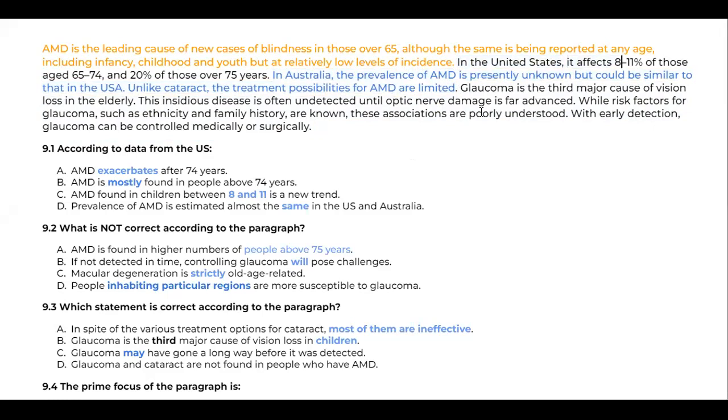It affects 8 to 11% of those aged 65 to 74 and 20% of those above. So of course, you know that 20% is more than 8 to 11%. And prevalence is more in those over 75 years. Okay, and here 74 and here 75. Prevalence is more in 75, that is no doubt, but it never says that it is exacerbating. Exacerbation happens when you already have a condition. It's not mentioned anywhere. So we eliminated the first one.